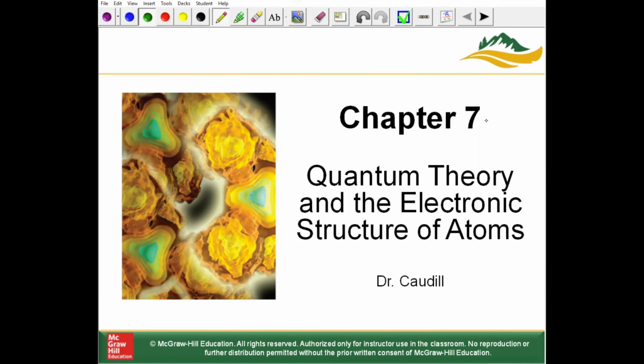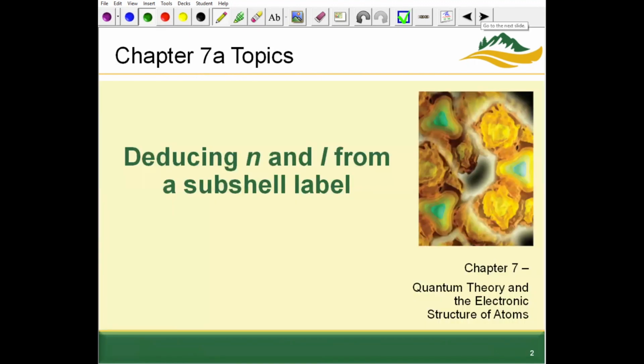Hello all, welcome back. We're going through more of Chapter 7a. So this next topic in Chapter 7a is deducing N and L from a subshell label. We're going to get a lot more into electrons and how they orbit around the nucleus. Then we'll talk about what the heck N and L mean in terms of electrons.